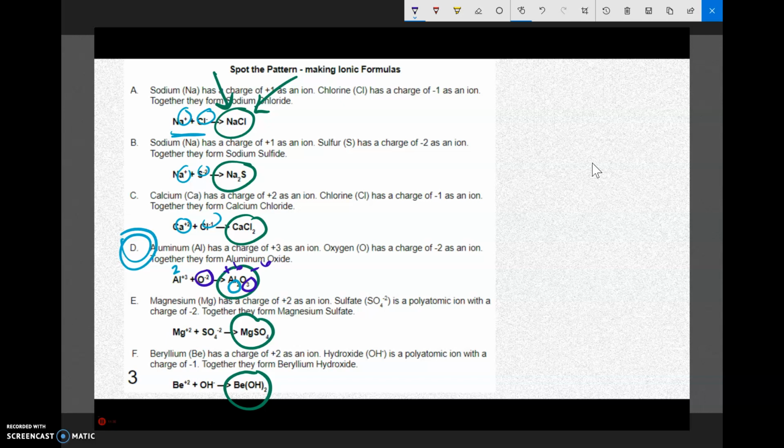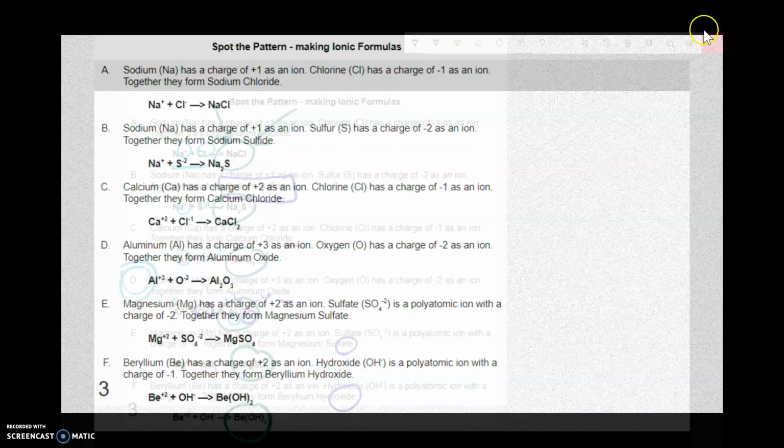Another thing hopefully that you noticed is that the naming of these, like for example sodium sulfide, the first element, which is the metal, keeps its name. It's like a normal name. And the second one, the ending changes to "ide," and that's kind of interesting. Ide, chloride, oxide, sulfide. And then the ones that have polyatomic ions, their name doesn't change. Okay.